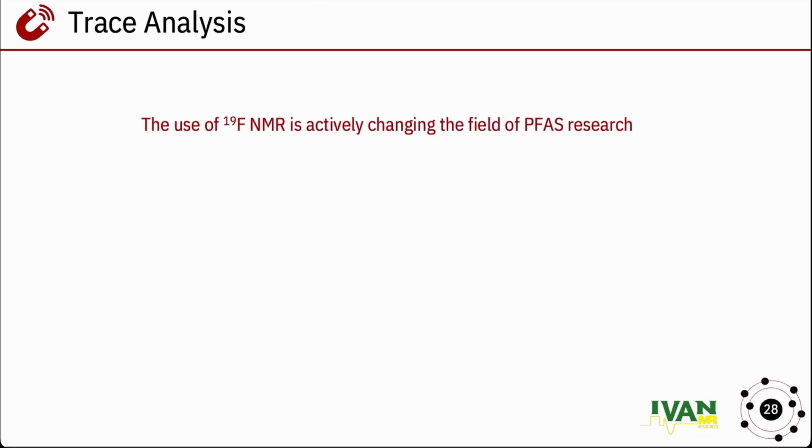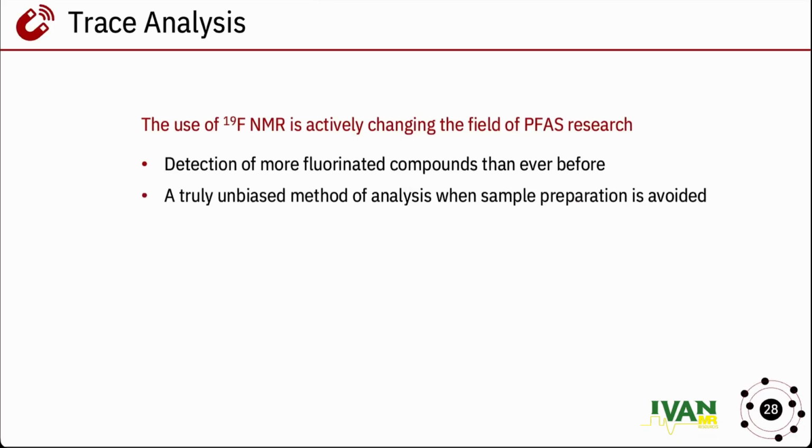So I'll leave with my concluding thoughts. One is that, and this is a big one, using fluorine NMR is actively changing the field of PFAS research. We're finding more compounds than ever before. We're seeing more and more people use fluorine NMR to investigate PFAS in environmental samples. So it's actually making a huge difference right now in the field in terms of the amount of things we're finding and building new research questions as well.